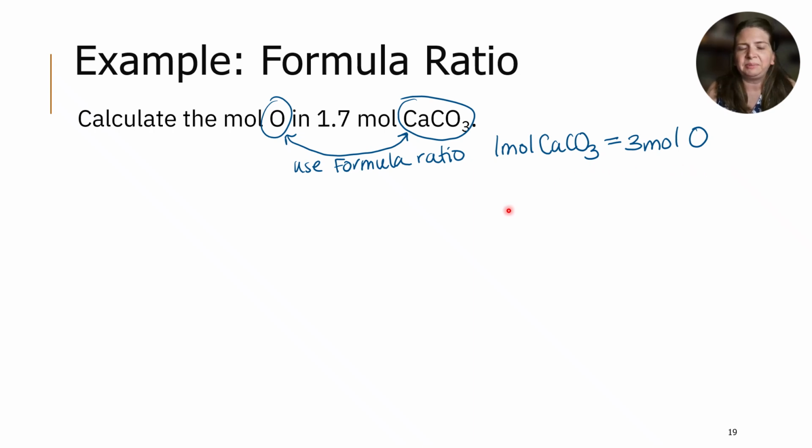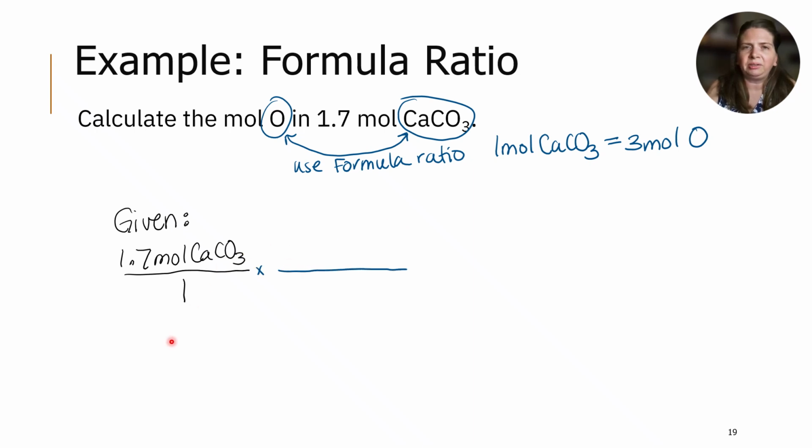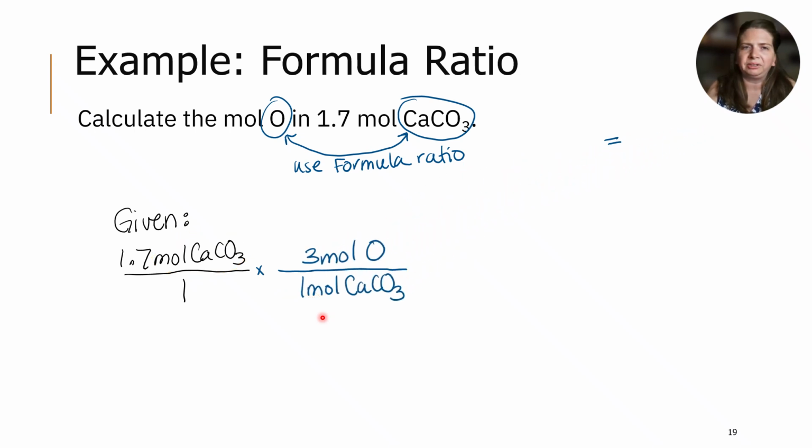Now we can set up dimensional analysis. Start with 1.7 moles of calcium carbonate. Copy the unit and the chemical formula into the denominator of the conversion factor so that it cancels. Place 3 moles of O in the numerator. The calculation is 1.7 times 3 is equal to 5.1. Therefore, 1.7 moles of calcium carbonate contains 5.1 moles of oxygen.